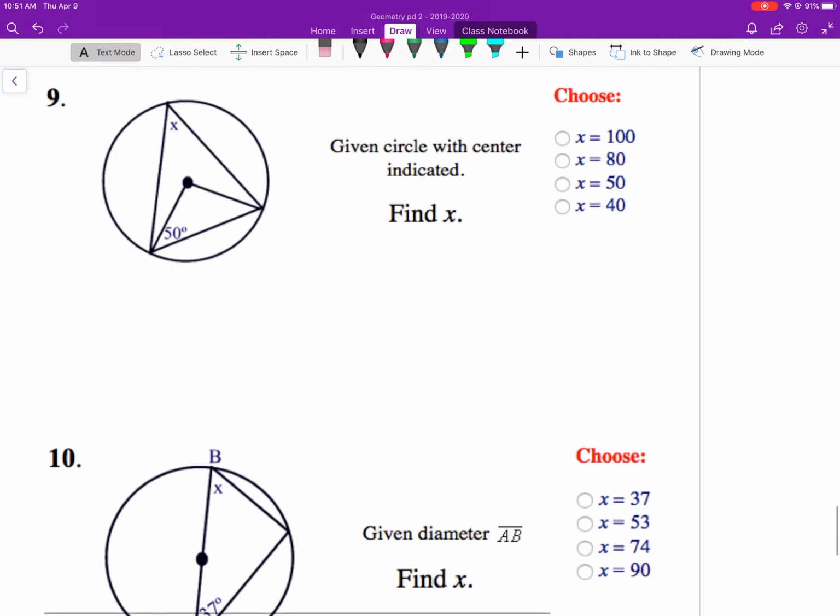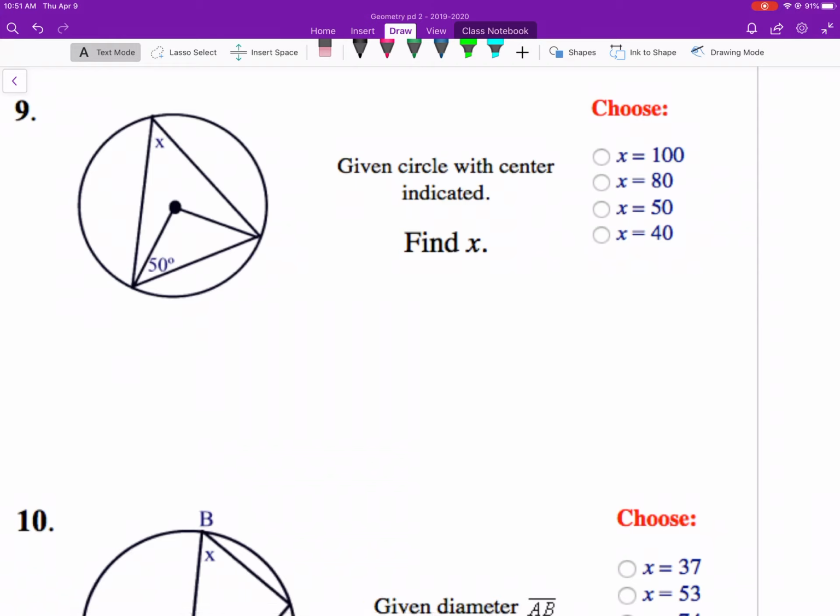All right, 2 more. Given a circle with center indicated. So, remember, at any point you can pause the video. So what you have to see, 9's a bit challenging. Remember this triangle here that's formed, it has a central angle right there. Right, that's a central angle. Remember, it's formed from 2 radii. So this right here, that's a radius, that's a radius.